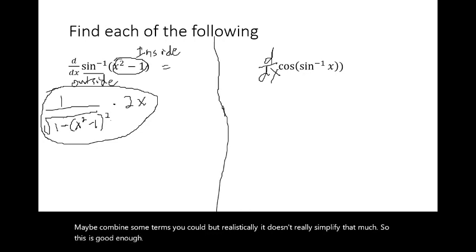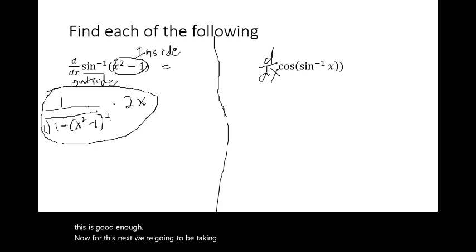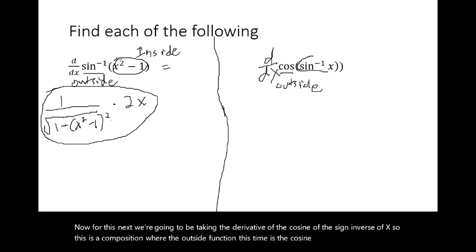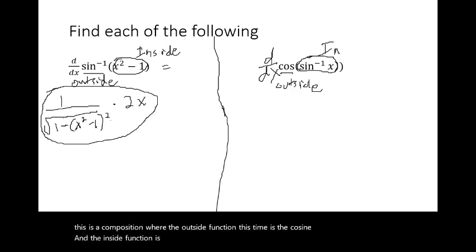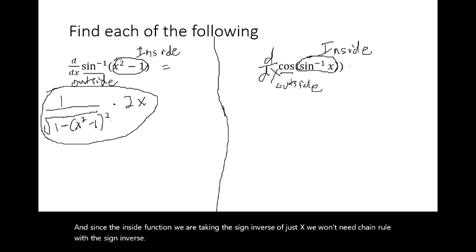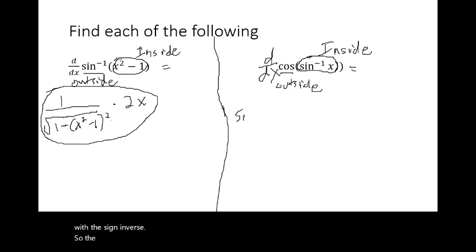Now for this next one, we're going to be taking the derivative of the cosine of the sine inverse of x. So this is a composition where the outside function this time is the cosine, and the inside function is the sine inverse of x. And since the inside function, we are taking the sine inverse of just x, we won't need chain rule with the sine inverse. So the derivative of cosine is negative sine of the inside left alone.